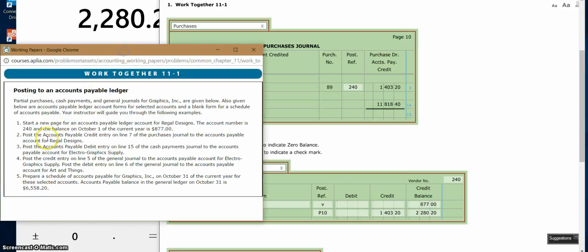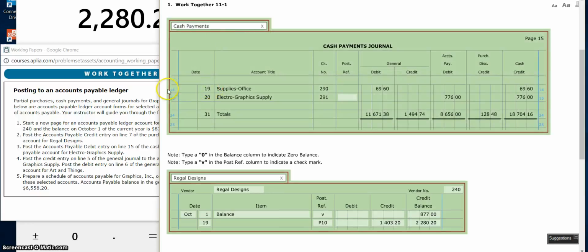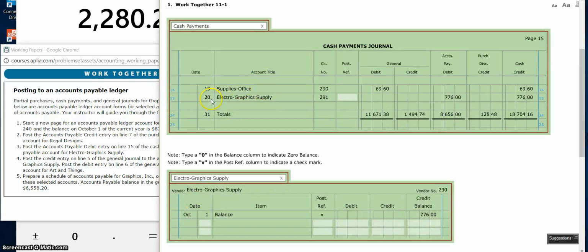Okay, so let's look at the next one. Step 3 says we're going to post the accounts payable debit entry on line 15 of the cash payments journal. So I'm going to look at my cash payments journal to the accounts payable account for Electrographic Supply. So cash payments, line 15. Okay, here's line 15. You can see it's for Electrographic Supply. So I'm going to find Electrographic Supply. The date is the 20th. If I go to the accounts payable, it shows a debit of $776, so I'm putting that in my debit.